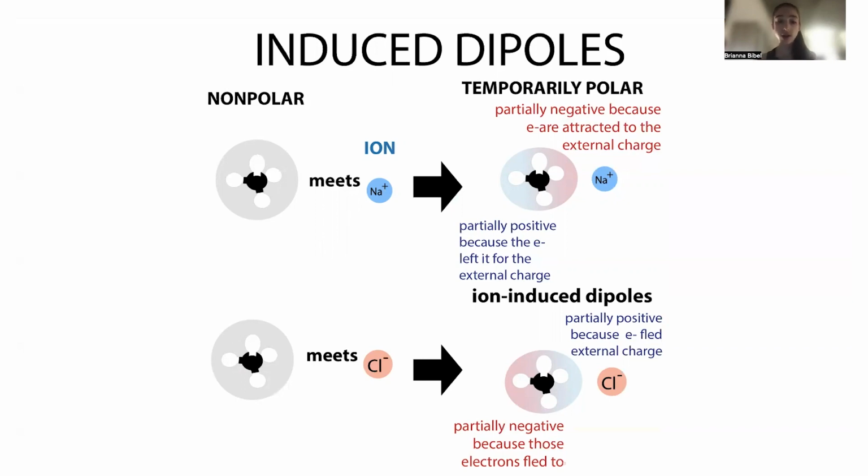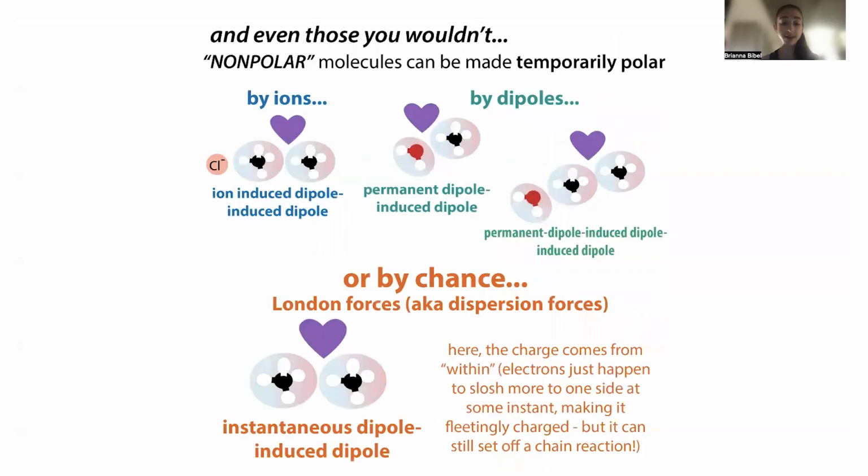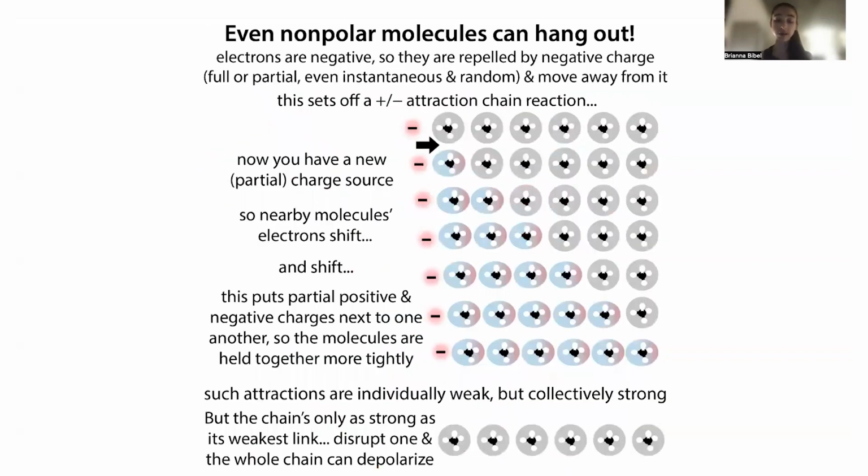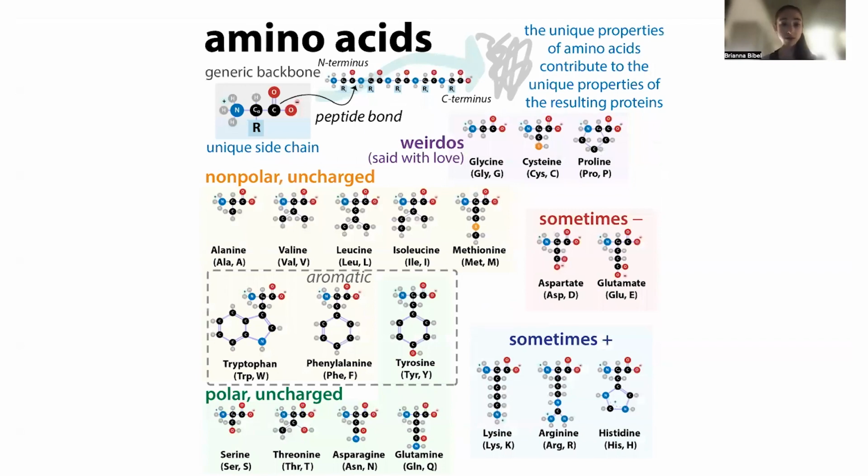And even if you don't have a charge nearby, you can end up with a random instantaneous dipole, something we call a dispersion force, a London force, or a van der Waals force. There are different names for it. Basically, because those electrons are moving randomly about, if some of them happen to clump up in one region, even temporarily, this is enough to set off a chain reaction between these different amino acids. And so you can get these nonpolar interactions, these van der Waals forces, that allow even the nonpolar side chains to contribute to the structure of a protein.